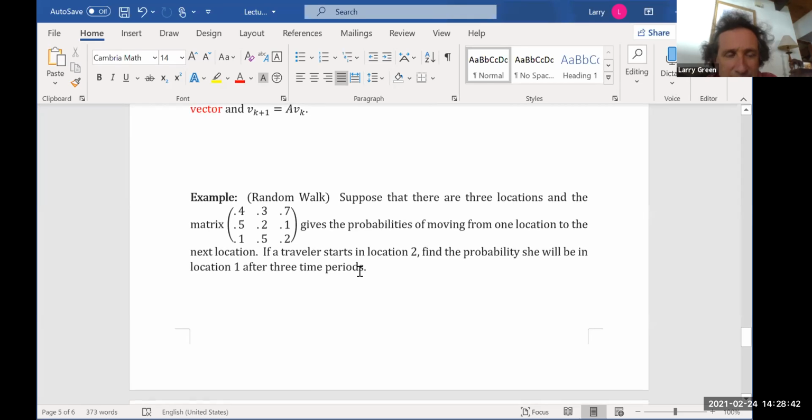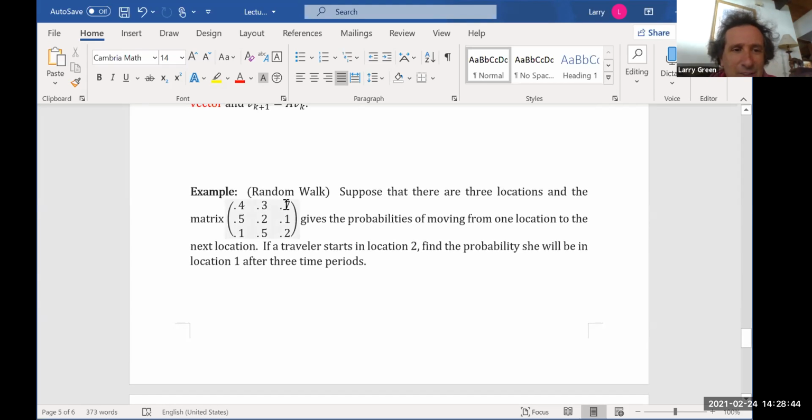Okay, so here's an example of what's called a random walk. Suppose there are 3 locations, because the last thing I want to do is type out a 50 by 50 matrix. Do y'all agree? You don't want to do it. You don't want to see it.